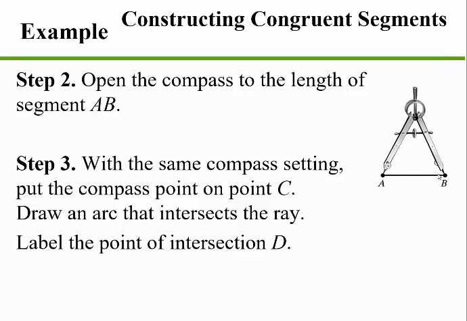With that same compass setting, put the compass point on C and draw an arc that intersects the ray, and label the point of intersection D. So you put the metal point on C, draw an arc that intersects that ray, and where it intersects the ray, D, the segment CD is now the exact same length as AB. You have just made a congruent segment. From here to here is congruent to segment AB.